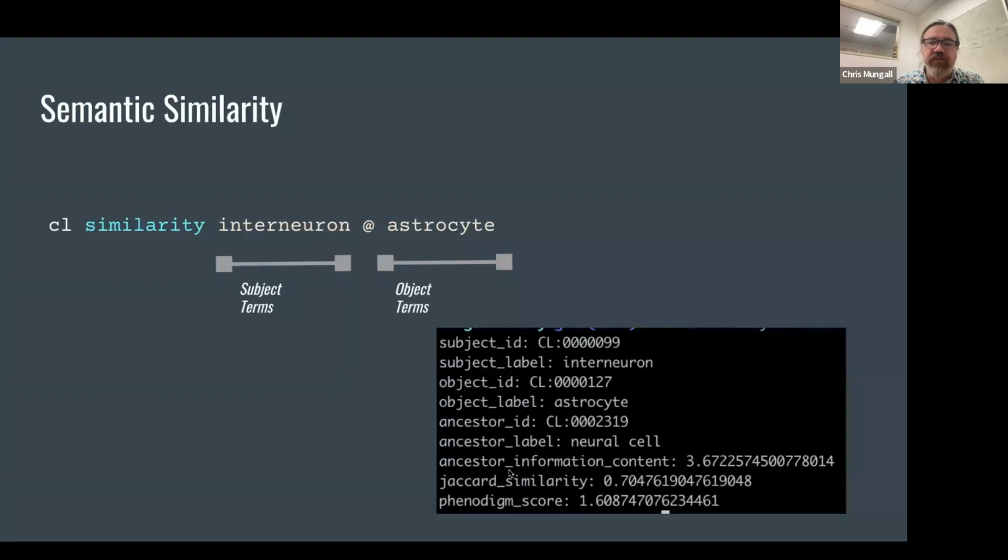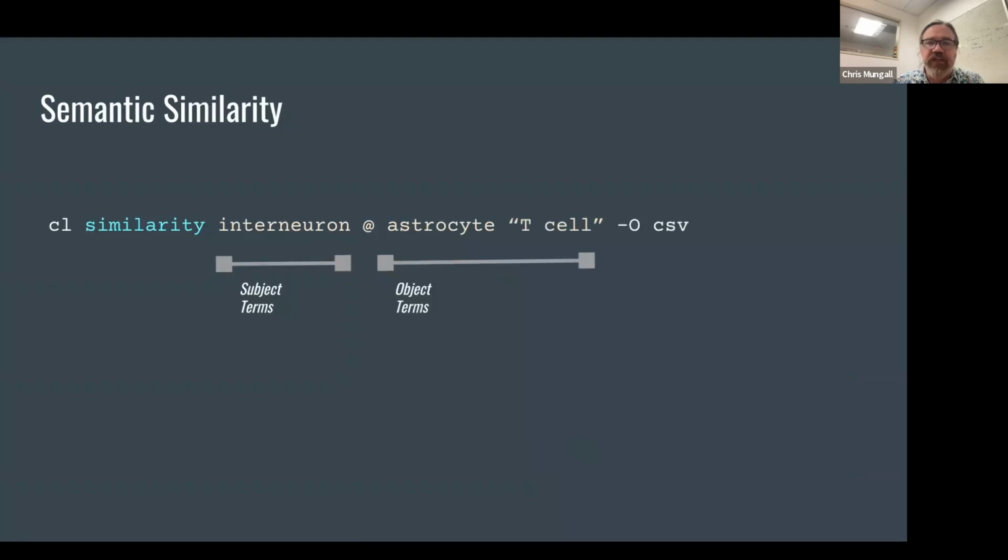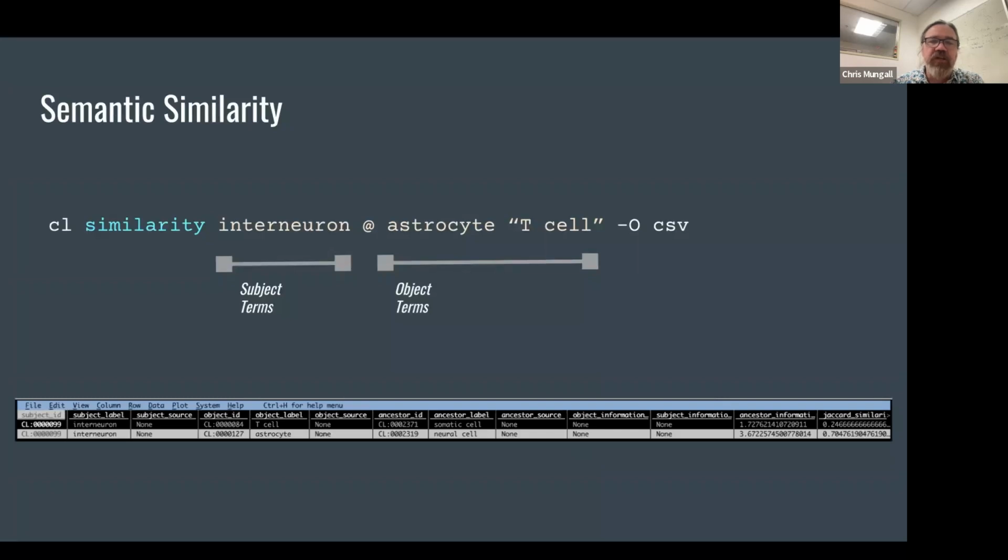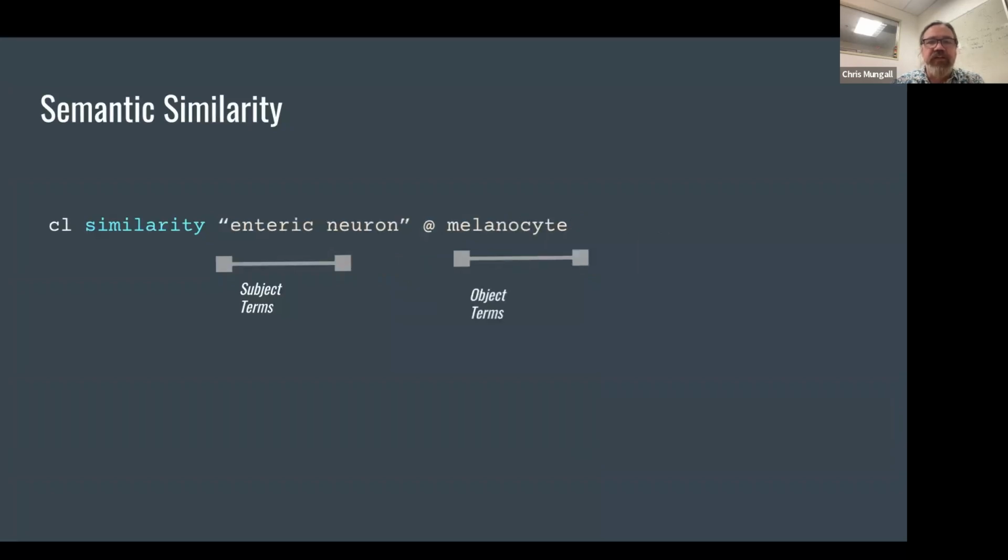So this will give you essentially a couple of different similarity scores, Jaccard similarity, ancestor information content. And it will tell you, in this particular case, the way in which these two concepts are similar. They're similar by virtue of both being neural cells. So even though an astrocyte is a glial cell and not a neuron, they are, as far as the cell ontology is concerned, both neural cells. And you can actually pass in lists of terms here, and it will do all by all semantic similarity calculations.